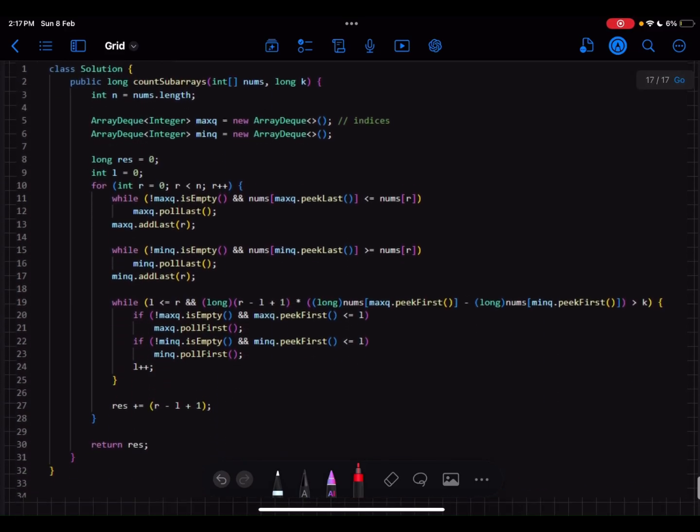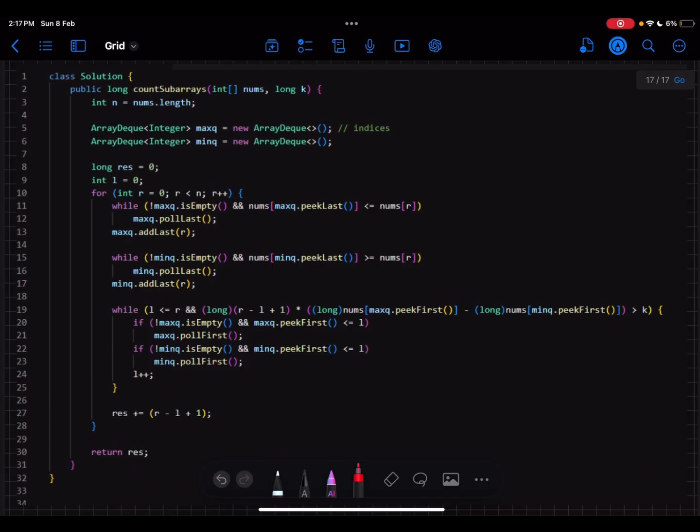Having a look at the code once, we are given nums and a k. N is the length of the array. We create a max DQ and a min DQ. A count or result 0 and our left window is initialized to 0. We start a for loop from a right window, r is 0, up till the length of the array, increasing it one by one. First, for every value of r, we need to update our max and min queues.